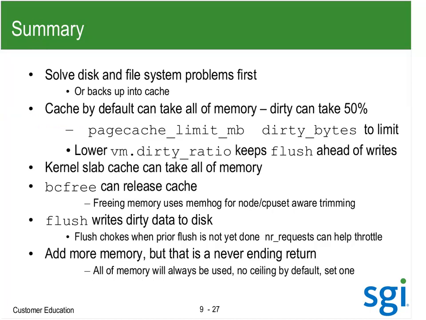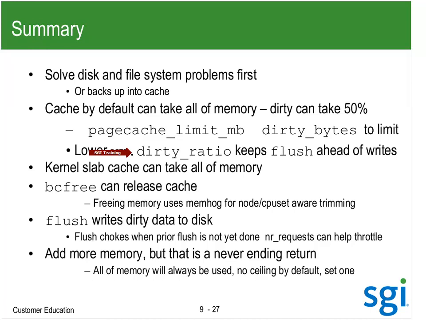Again, lower dirty ratio and keep the flush ahead of the writes. If I have a really high dirty ratio, I'm going to get too much dirty data, and then I'm going to start having contention on the flushing. A very common recommendation is to drop dirty background ratio to 5, the lowest it can go, and drop dirty ratio to 10. But the dirties are now available in bytes, and it's one or the other. If I set dirty ratio bytes, the dirty ratio is ignored.